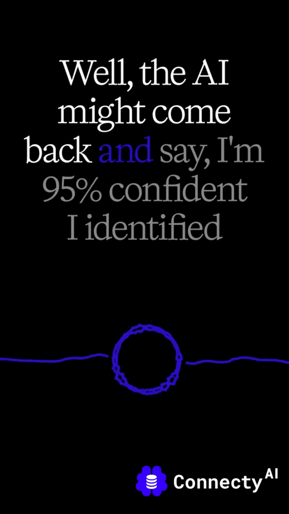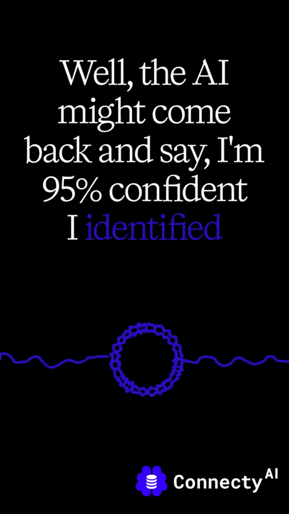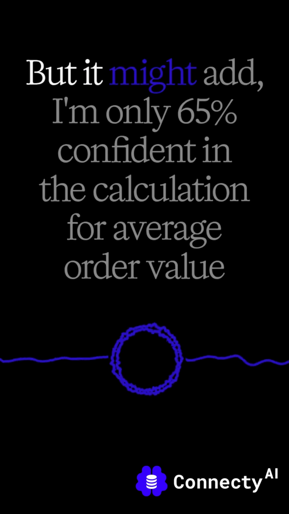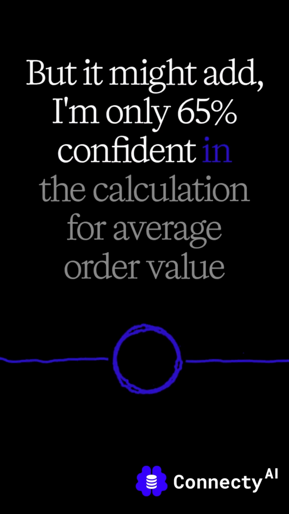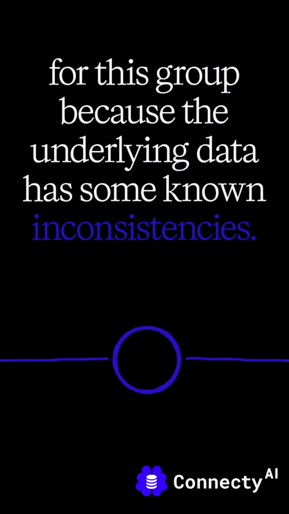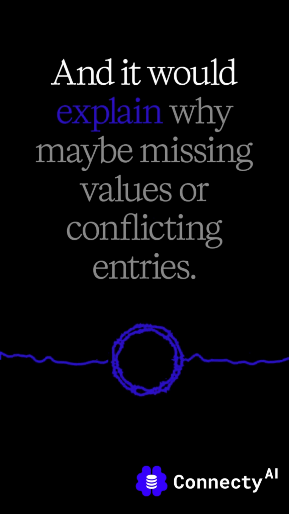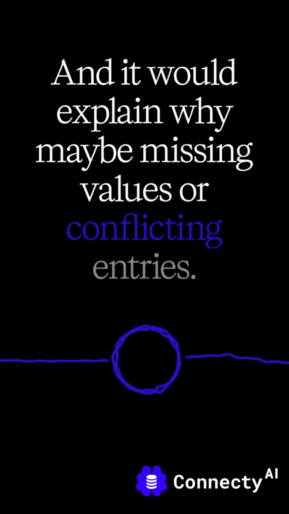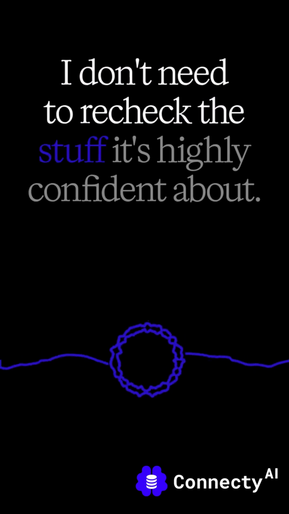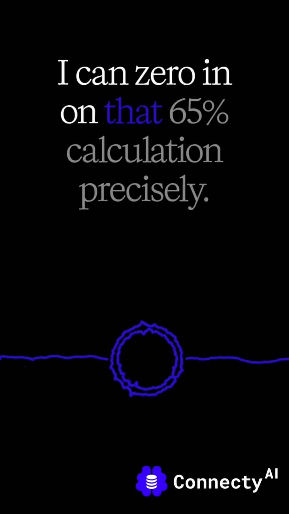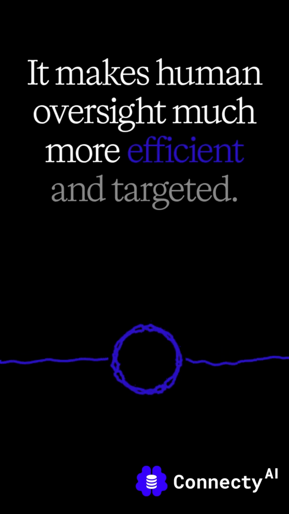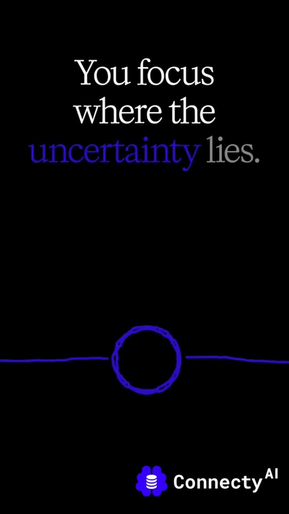Well, the AI might come back and say, I'm 95% confident I identified the correct customer cohort based on your clear instructions. But it might add, I'm only 65% confident in the calculation for average order value for this group because the underlying data has some known inconsistencies. And it would explain why, maybe missing values or conflicting entries. So I know exactly where to focus my attention. I don't need to recheck the stuff it's highly confident about. I can zero in on that 65% calculation. Precisely. It makes human oversight much more efficient and targeted. You focus where the uncertainty lies.